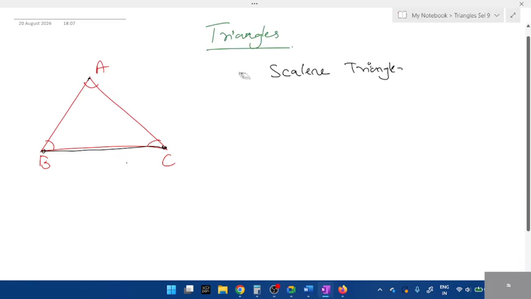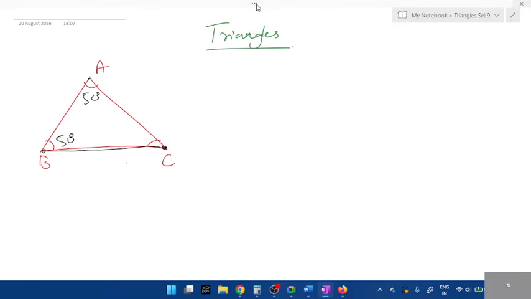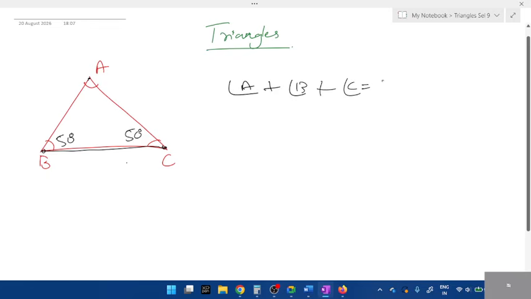Okay, next. So what we studied before was a scalene triangle. Next one. If I take 50 degrees here, 50 degrees. Two sides are equal. Angles are equal, right? So when two angles are equal, 50 and 50, what will be the third angle? What's the formula I gave you? Sum of interior angles should be equal to angle A plus angle B plus angle C equals 180.